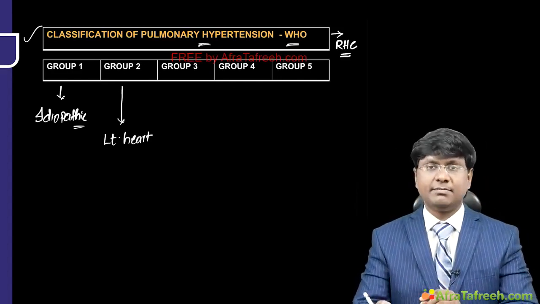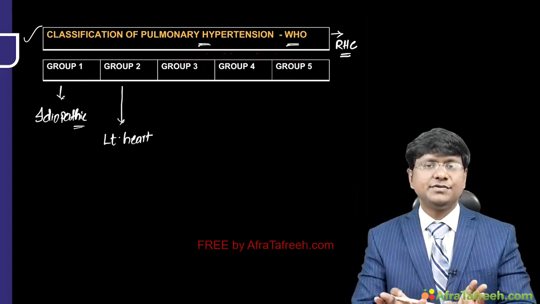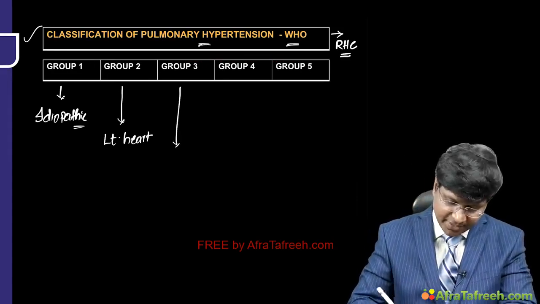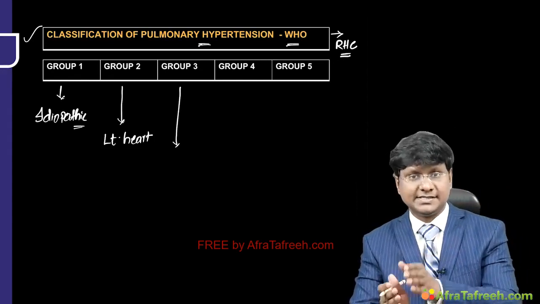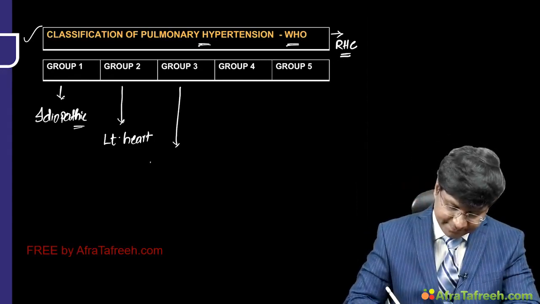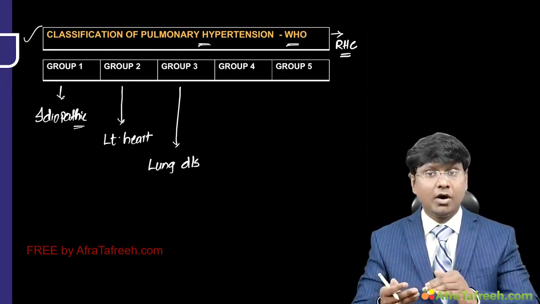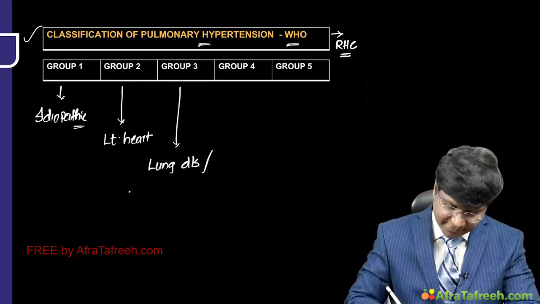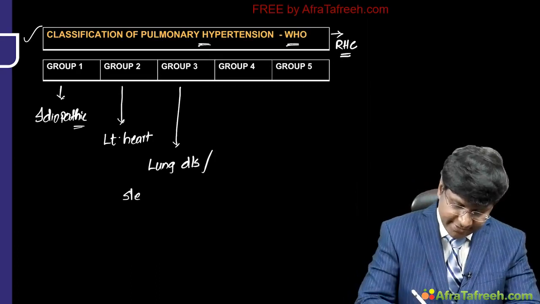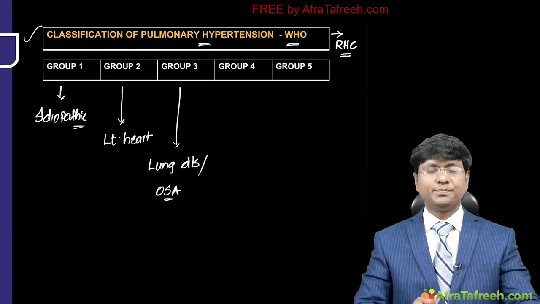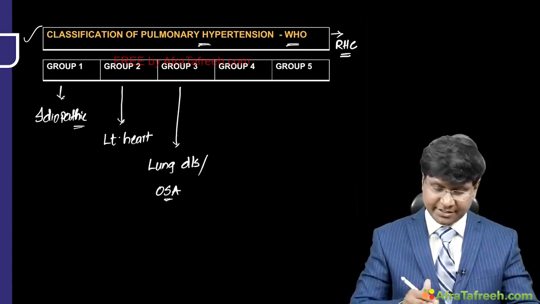Just now we have discussed mitral stenosis or any condition causing left ventricular dysfunction. Group 3 will be the chronic lung diseases. Okay, so it is primarily lung diseases or sleep disordered breathing, right? And what will be that sleep disordered breathing? That is obstructive sleep apnea. That will be your group 3 for the development of pulmonary arterial hypertension.